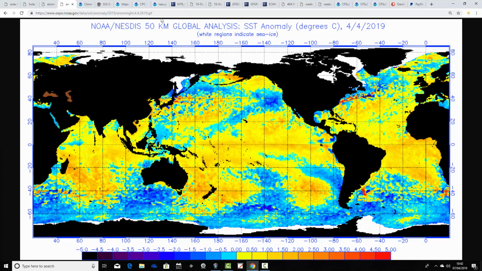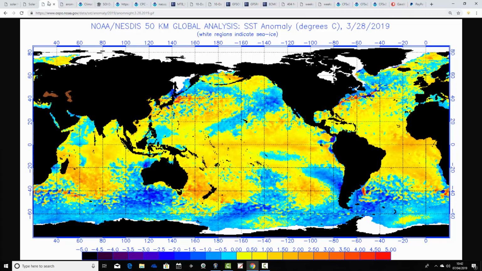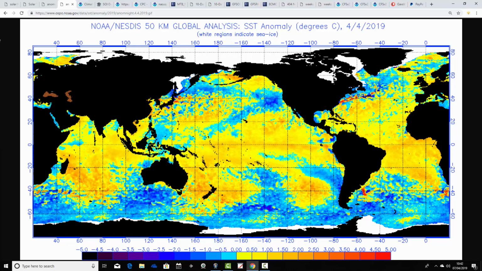Over in the North Atlantic, again, let's have a look at last week. That's how things were looking last week in the Atlantic Ocean. That's how things are looking now. So again, everything is very, very stable. It's rather warmer than average down across the tropical Atlantic.